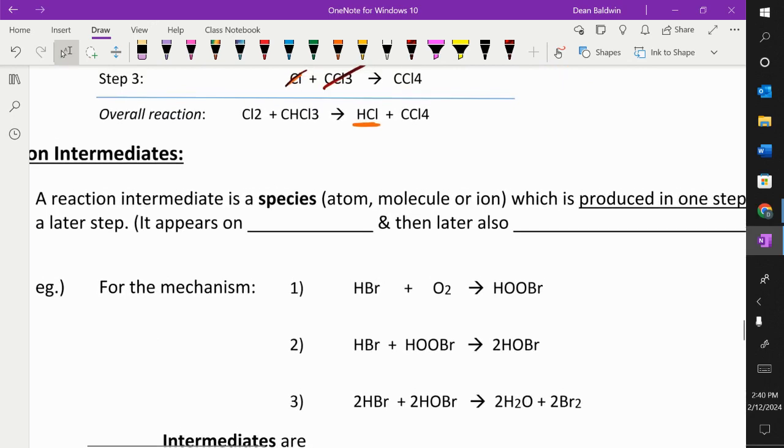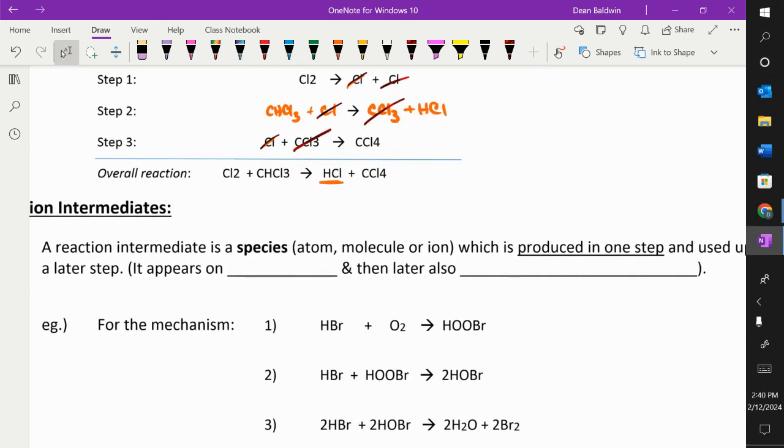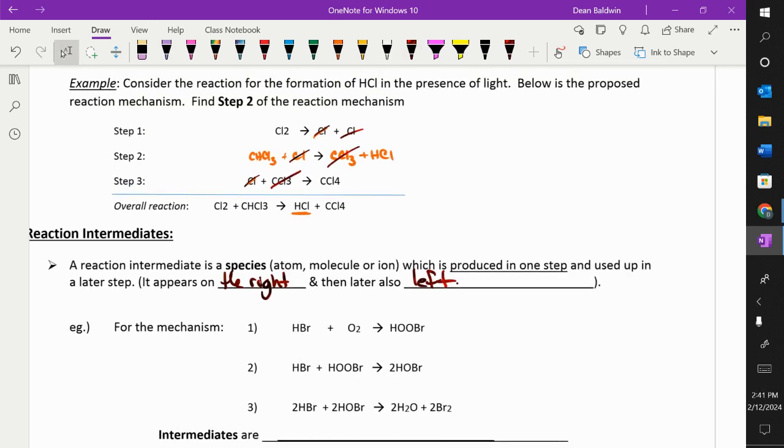All right. So reaction intermediates, we talked briefly on the previous page, is a species, an atom or a molecule or an ion which is produced in one step and used in a later step. In other words, it appears on the right side of the equation and then later on the left side. This is important because if it appears on the right side, then the left, it's a reaction intermediate. A catalyst is different, and we'll talk about catalysts in a sec. So, in this reaction, what are the reaction intermediates?